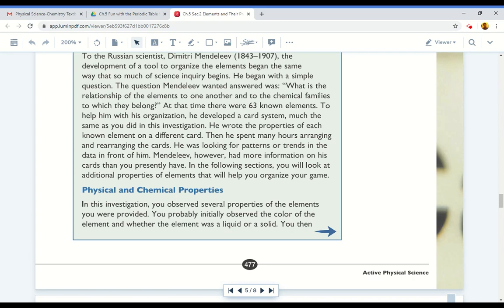At that time, there were 63 known elements. To help him with his organization, he developed a card system, much the same as you did in this investigation. He wrote the properties of each known element on a different card. Then he spent many hours arranging and rearranging the cards. He was looking for patterns or trends in the data in front of him. Mendeleev, however, had more information on his cards than you presently have. In the following sections, you will look at additional properties of elements that will help you organize your game.